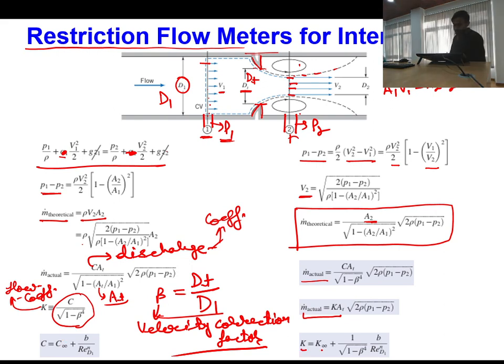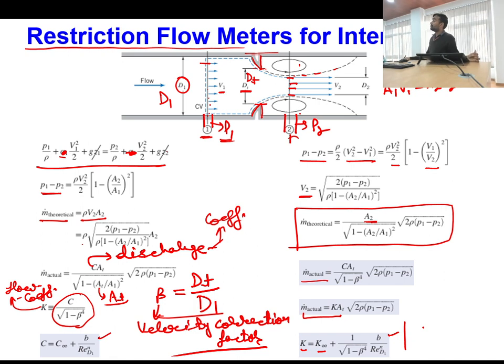Similarly, K can also be written as K infinity plus 1 by 1 minus beta 4 B by Reynolds number power n. And both these variations of C and K, for which regime are they applicable? These are only applicable for the turbulent regime. Okay. Is this one clear? Now, this is one generic restriction I have shown.